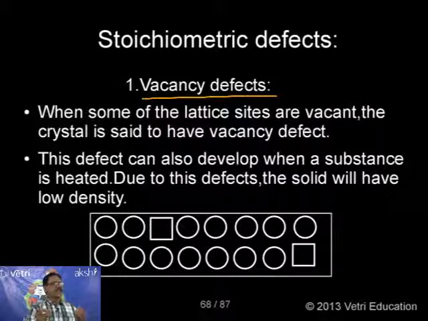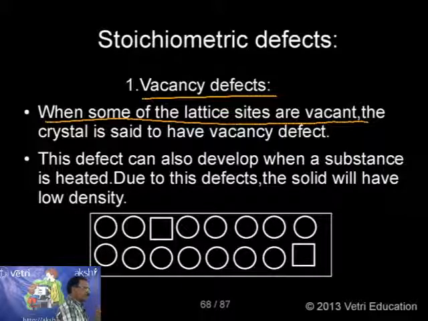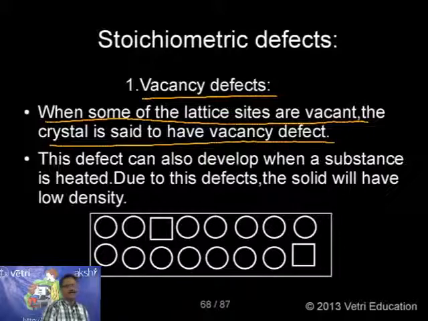Vacancy means any atom or ion is missing. That is called a vacancy defect. When some of the lattice sites are vacant, the crystal is said to have a vacancy defect. Suppose you take sodium chloride, face-centered cubic, simple cubic or body-centered cubic, wherever it is. Ions or atoms are arranged, and if any atom or ion is missing from a site, that defect will cause a vacancy.